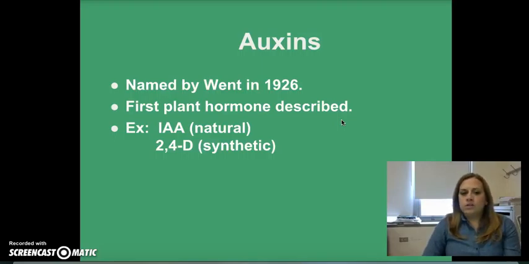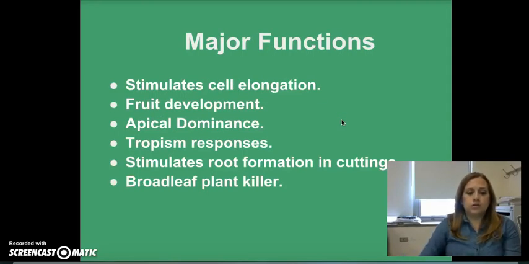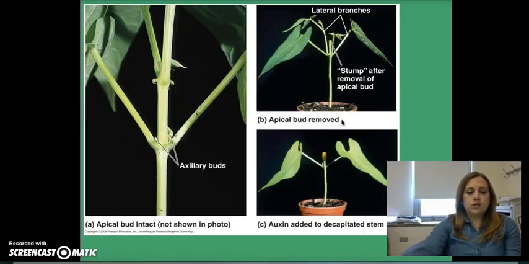We have the auxins that were named by Went in 1926. This was the first plant hormone that was described. Again, it helps cell elongation, but also fruit development, apical dominance, tropism responses. It stimulates root formations, and it can be used as a broadleaf plant killer.